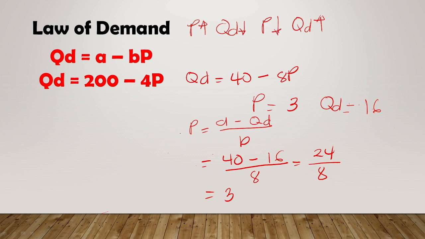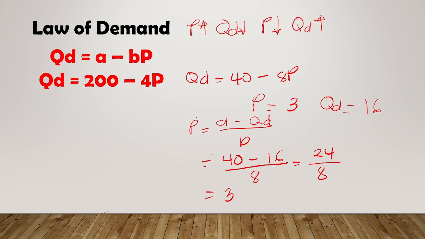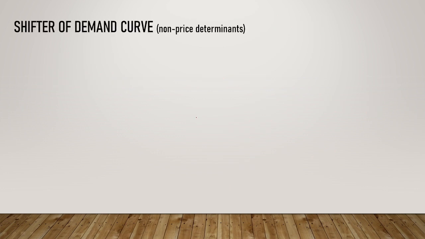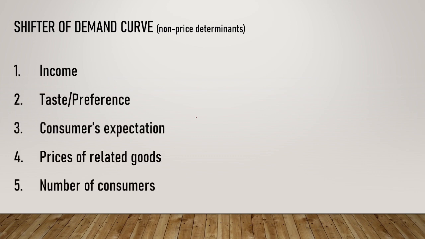That's for the law of demand, that's for the demand function. Next, we also talk about the shifters of demand. These are the shifters of demand, what we call non-price determinants. Even if the price does not change, our QD will change, so it will move outward or inward.